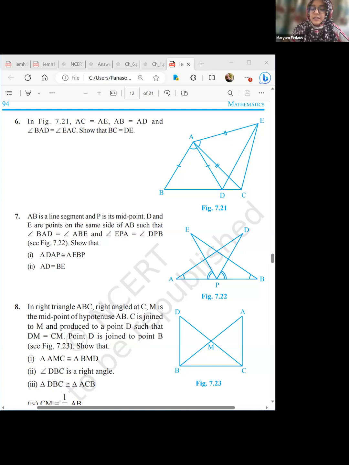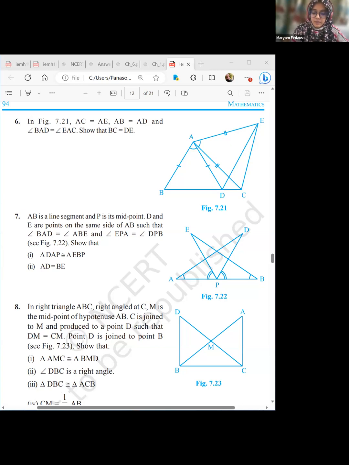So what have they given us? They have given us that angle BAC is equal to angle EAD. Please pay attention here, Munir. Now if I add X to both sides of the equation, what is angle BAC plus X, Munir? Ma'am, in this triangle, SAS congruency is used, right? Yes, it is SAS.